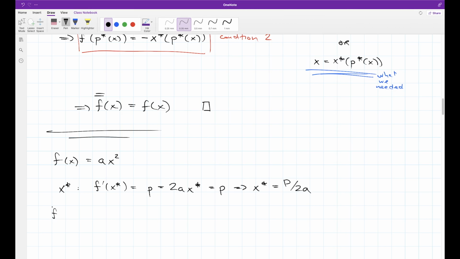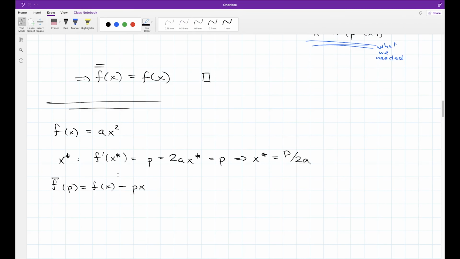So now f bar of p is equal to f of x star minus p times x star. Well, f of x star is a times p over 2a squared. And then I want to subtract p times x star, so that's p times p over 2a. All right, we do a little bit of algebra. We get p squared over 4a squared times a, so just p squared over 4a minus p squared over 2a, which is minus p squared over 4a.